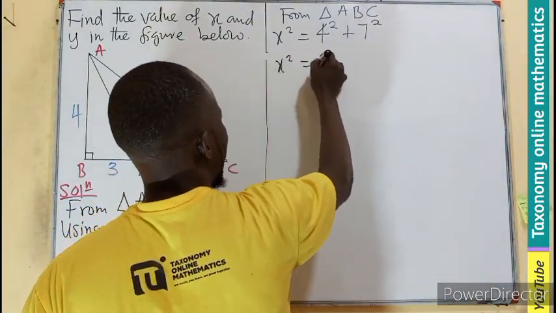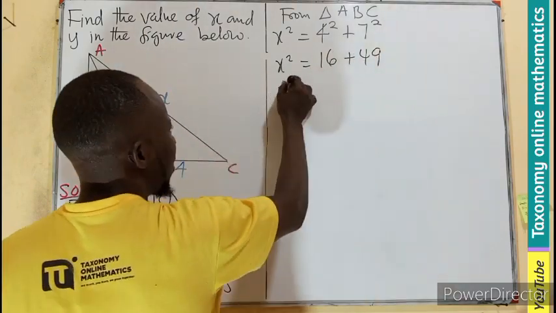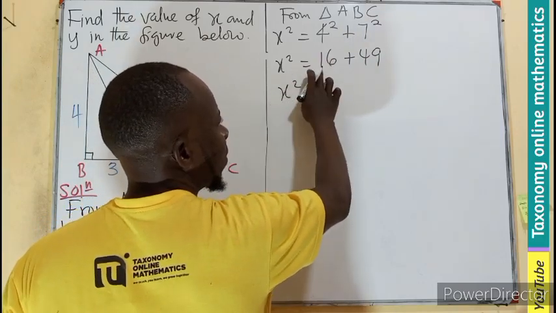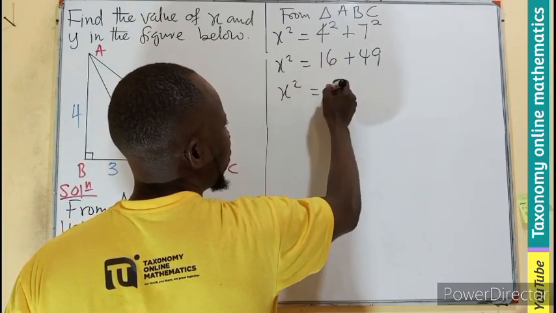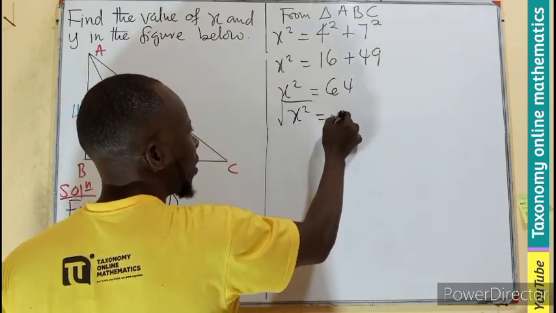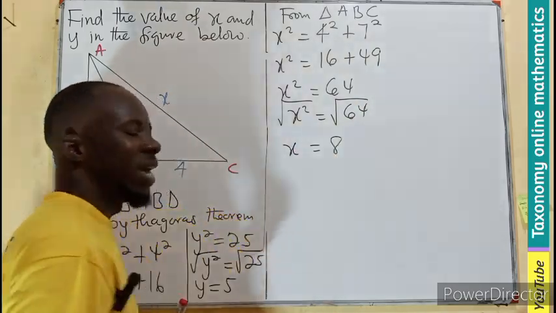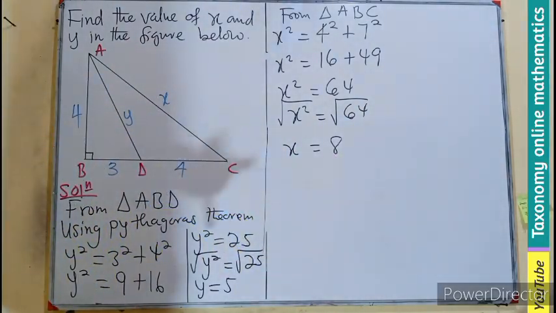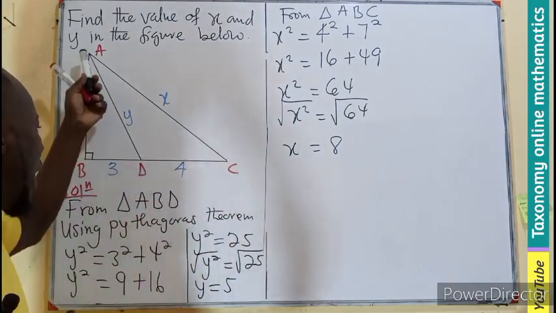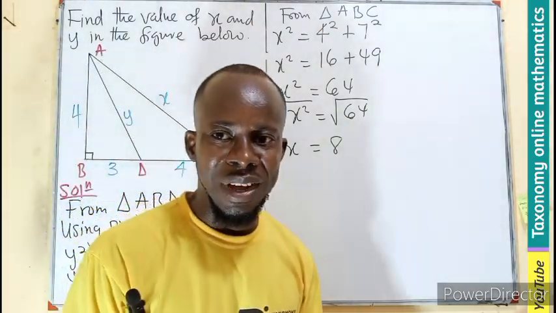So x squared is 16 plus 49. x squared will be 65, right? 64. So we find the root of x squared, the root of 64, x will be equal to 8. So if the dimensions are given, centimeter or meter, x will be 8, y will be what? 5, using the Pythagoras theorem. I believe you get it.